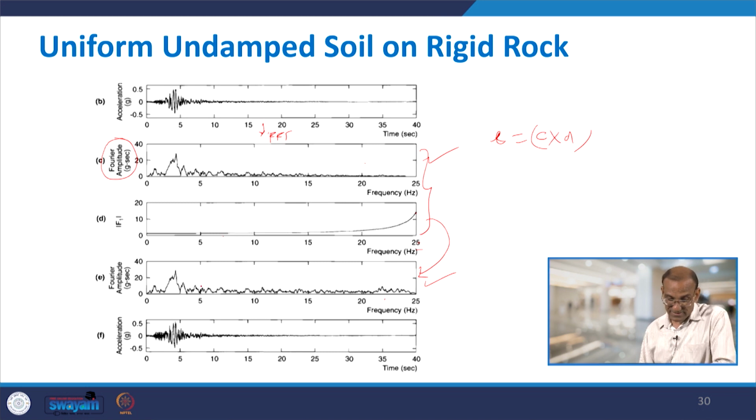So, we reverse it, and if we do what we call the inverse FFT, then we again find the time history, the acceleration time history, which is your final answer for this case.